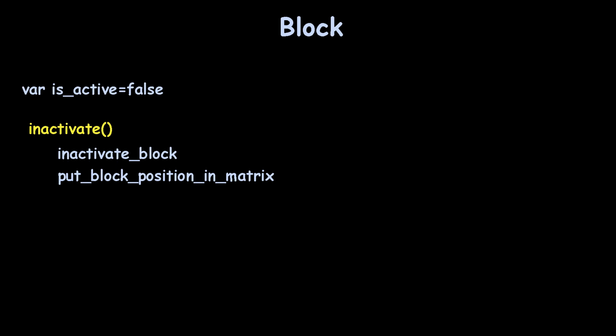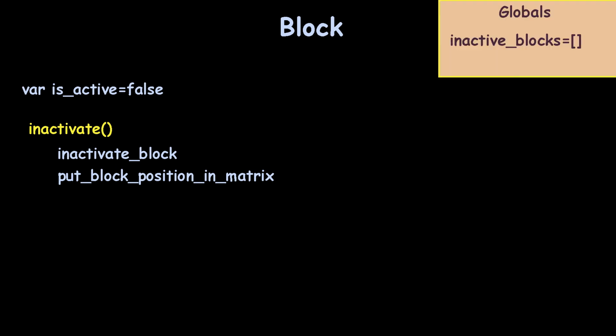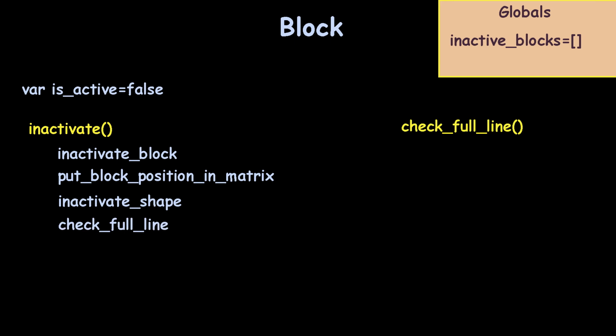As all blocks need to have access to the same matrix, it needs to be a global variable or something similar. And as we will never have lonely blocks in this game, once the block inactives itself, it needs to inform the entire shape so that all the blocks on the shape can inactive themselves. And to finish this function, it has to check if after the inactivation of the block, we have a full line so that we can destroy it.